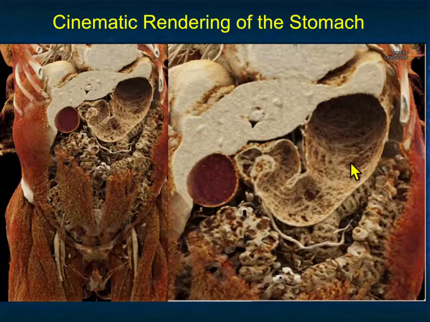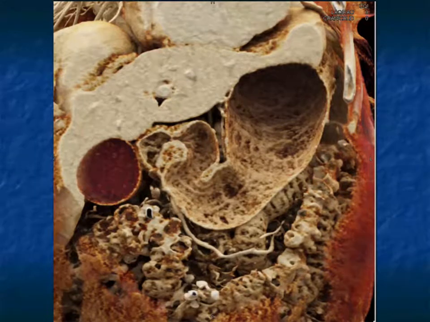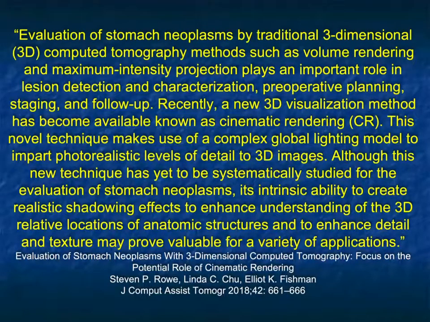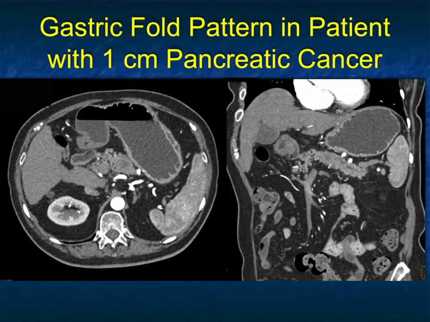Look at the detail of the cinematic rendering of the gastric folds. Imagine trying to pick up a small tumor. You should be able to do it if you could accentuate the gastric folds, use water to distend the stomach, use IV contrast, and you have really nice mapping. And so, for example, with the addition of enhanced surface detail intrinsic to cinematic rendering, the role of 3D visualizations in the stomach and stomach neoplasm imaging may be expanded. And I think this indeed will be very exciting.